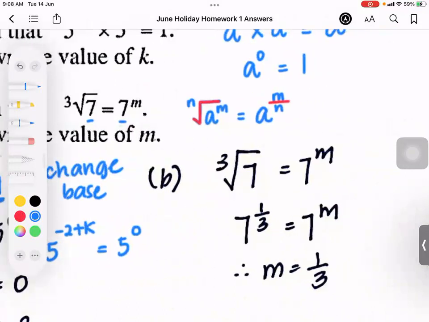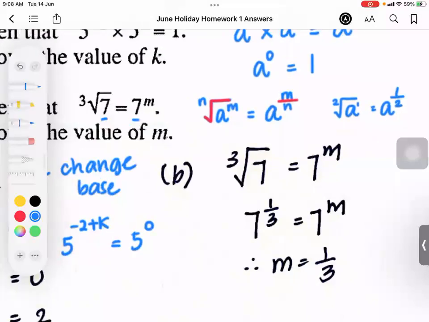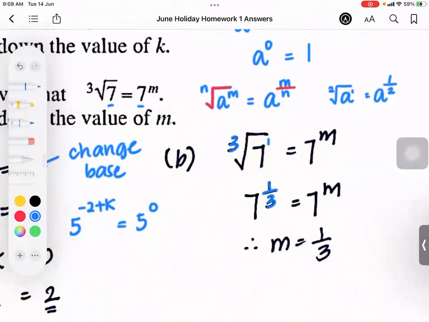Okay, so for example, how do I do square root a? Square root a will be power 1, and this one is square root, so this will be a to the power 1 over 2. These are the more common ones that will be repeated. So in this case, if this is cube root, this is 7 to the power 1, the power here is 3, so it's 1 divided by 3. 7 to the power 1 over 3. Then we already know it's 7 to the power n, so n will be equal to 1/3.